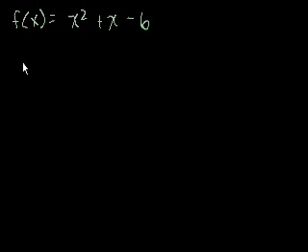Well, if we wanted to figure out where this function intersects the x-axis, or the roots of it, we learned in our factoring quadratics that we could just set f of x equal to 0, right? Because f of x equals 0 when you're intersecting the x-axis. So you would say x squared plus x minus 6 is equal to 0. And you just factor this quadratic.